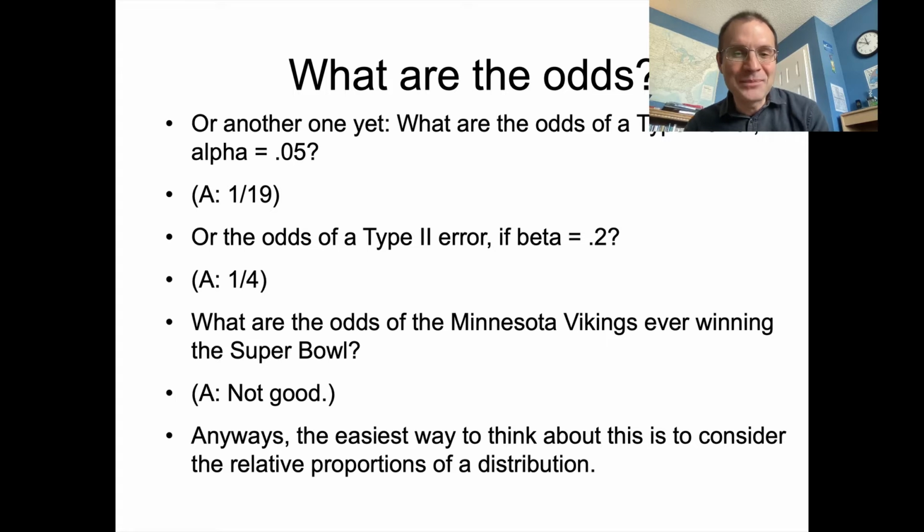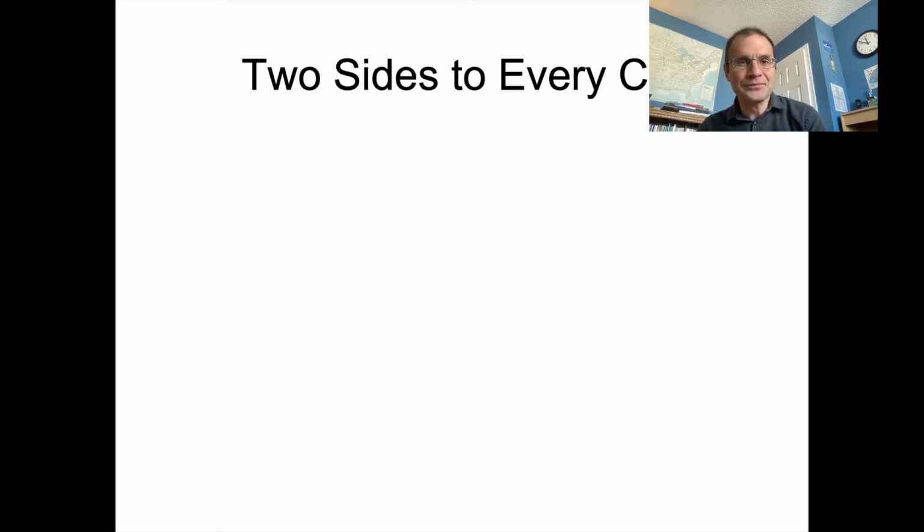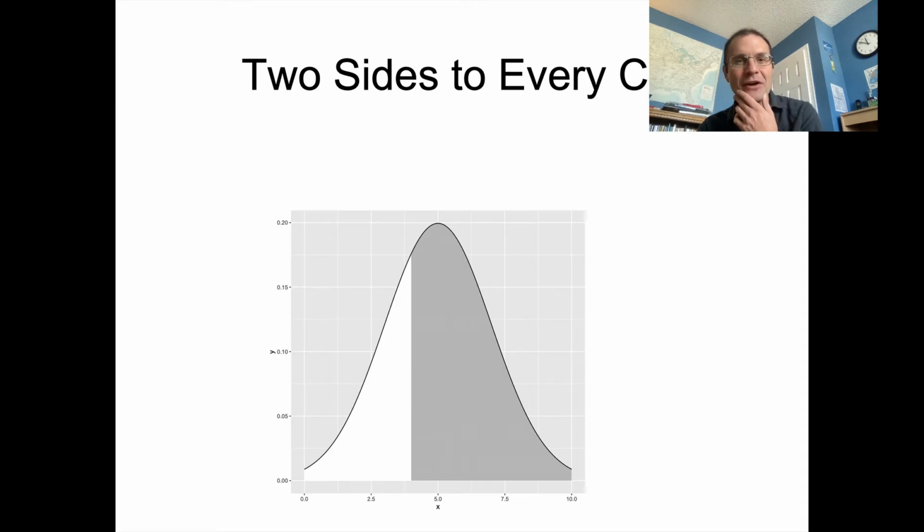Anyways, the easiest way to think about this is to consider the relative proportions of a distribution. There are 2 sides to every coin, right?